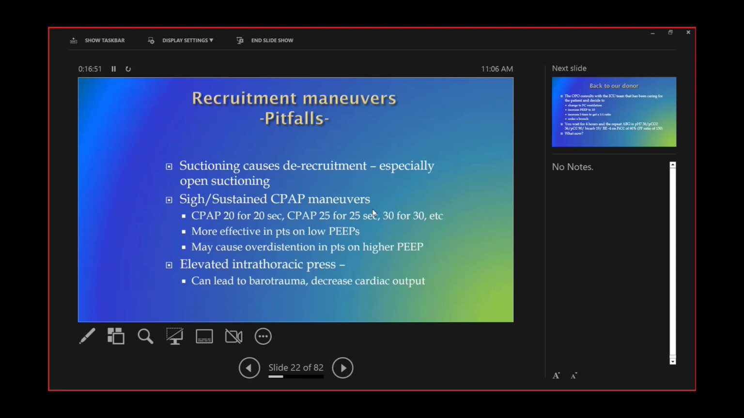You can do sigh and sustained CPAP maneuvers, but remember when you do that, CPAP 20 for 20, 25 for 25, 30 for 30, if the patients are already on high PEEP, you can cause significant overextension and can actually cause problems. And then the other thing is all of these maneuvers that you're doing for recruitment can also increase your intrathoracic pressure, which, as we talked about before, can not only lead to barotrauma, but can decrease your cardiac output because it decreases the venous return, and therefore you end up with tissue hypoxia.